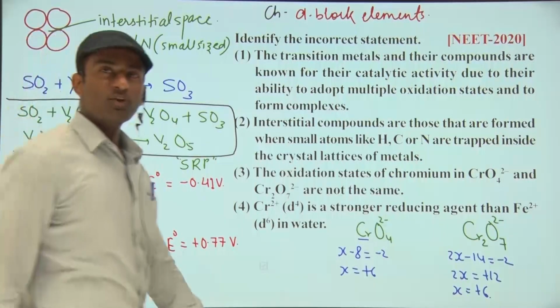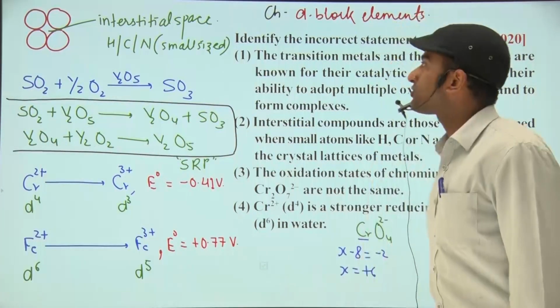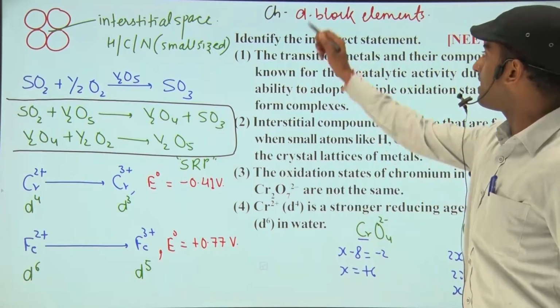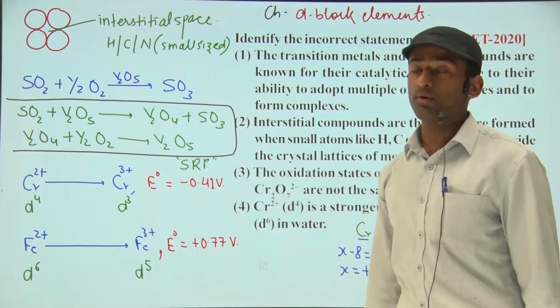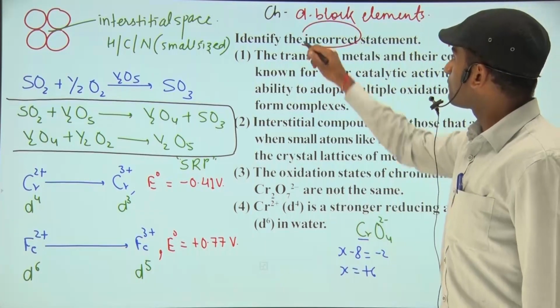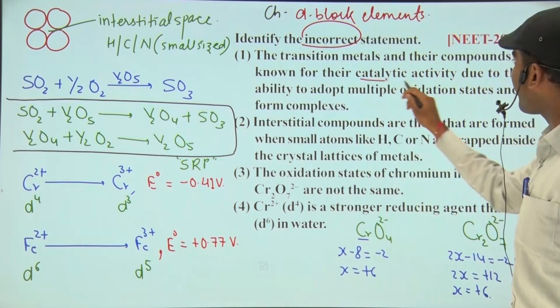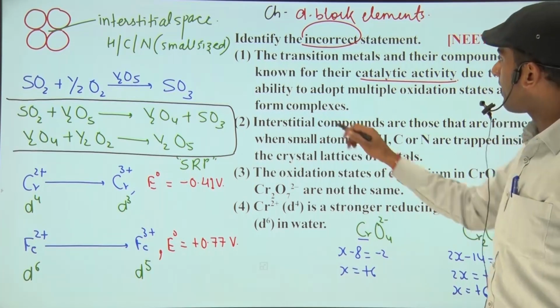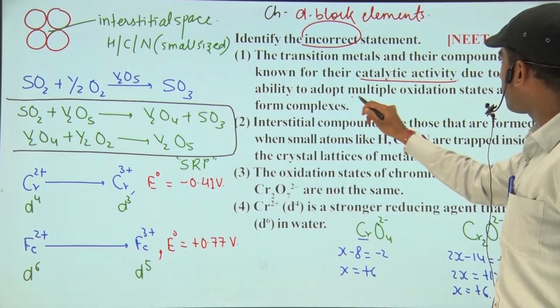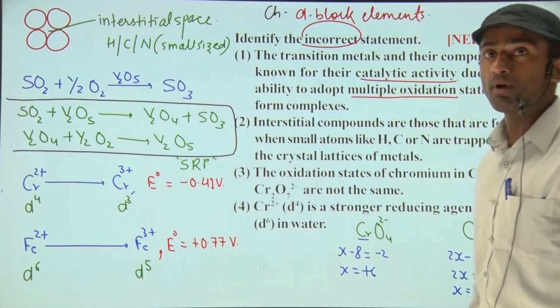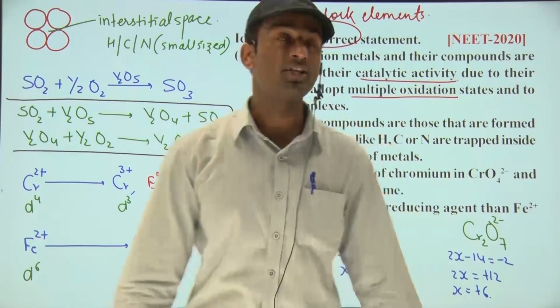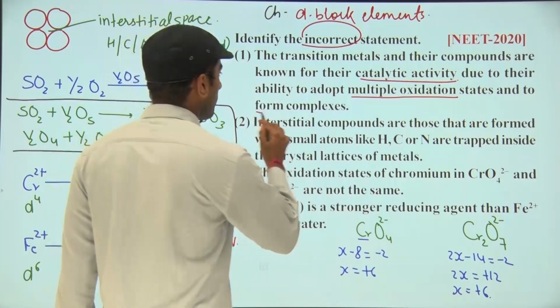Clear? Ishwan, this question is taken from the d block element chapter. So the question is asking to identify the incorrect statement, the wrong statement. So first of all, the transition metals and their compounds are known for their catalytic activity due to their ability to adopt multiple oxidation states. We may also call it the variable oxidation state, to form the complexes.